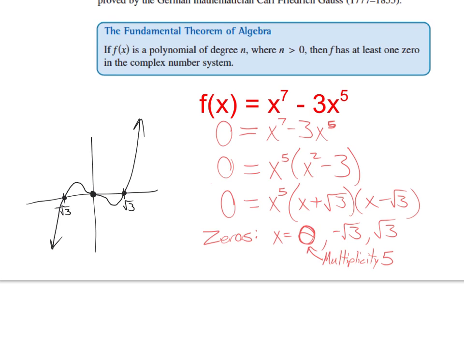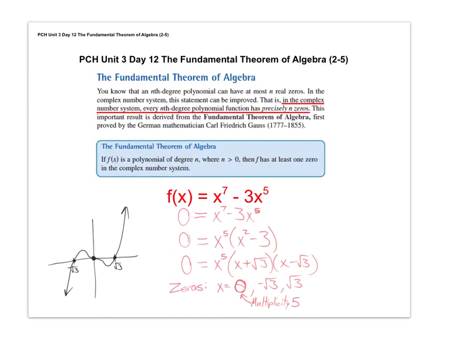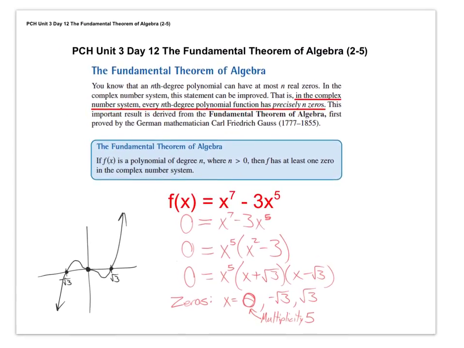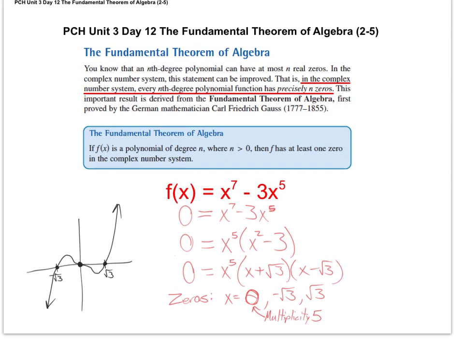Okay? So do the zeros. At the 0, it levels off a bit because we have that multiplicity of 5. All right, so that's our fundamental theorem of algebra. It tells us how many answers we should be getting here. And when you're doing this, this is a good way to catch yourself if you forget to state the multiplicity. Make sure you've got all the zeros accounted for.